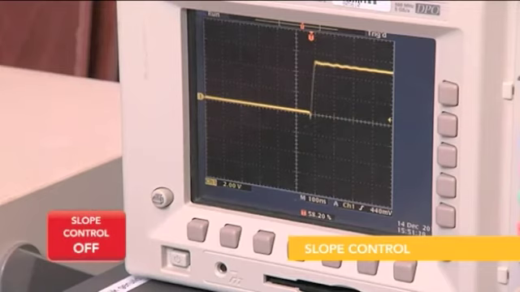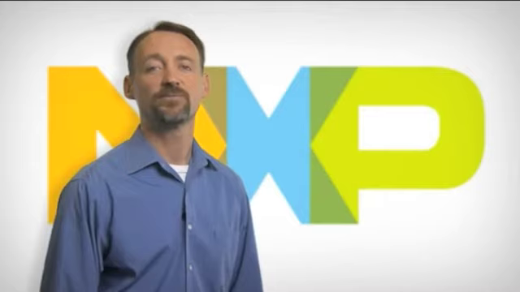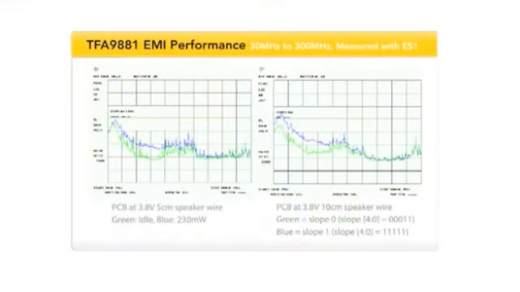As you can see in the scope, the slope of the switching is near vertical with the control off. This is the most efficient setting. With the slope control on, the rise is noticeably slower, reducing the EMI radiation. When we look at this over the broadband spectrum, we can see that there's a dramatic reduction in the broadband radiation.